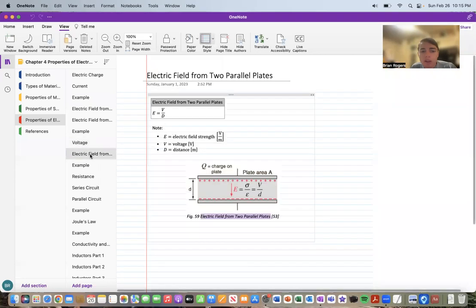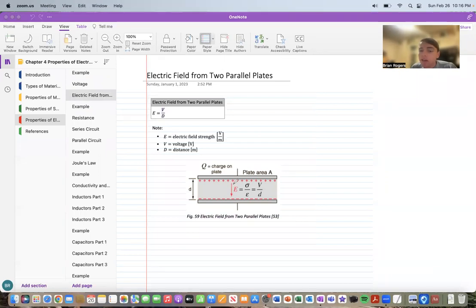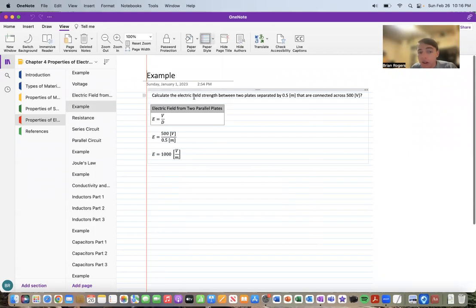Okay, now that we talked about that, the electric field from two parallel plates can be given by the voltage divided by the distance between those two plates here. So the electric field, we notice, goes from positive to negative charge, and it is representative of the voltage divided by the distance. And so you can actually calculate how much voltage is stored across those two plates if you know the electric field and the distance between those two plates. And so it says, for an example, calculate the electric field strength between two plates separated by 0.5 meters that are connected across 500 volts.